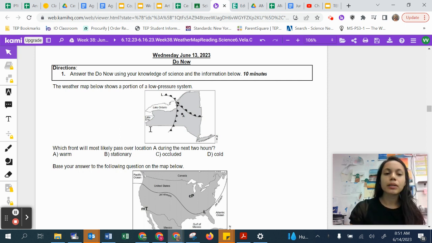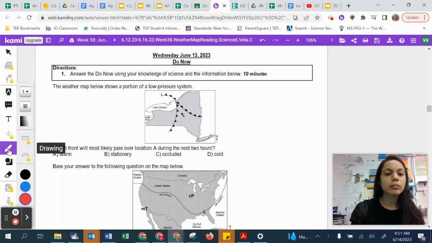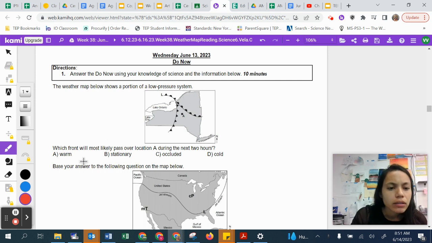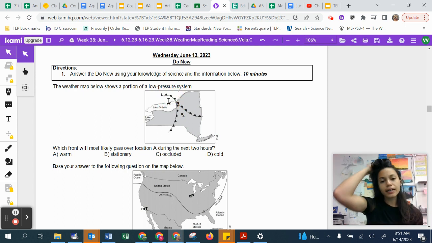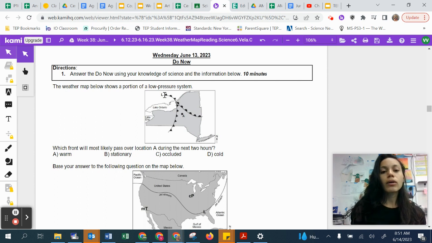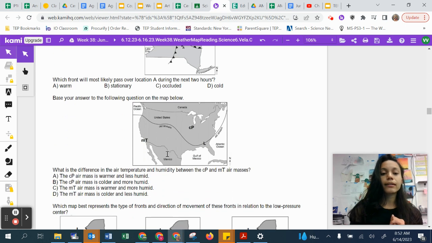For the weather map, which shows a portion of a low pressure system, which front would pass over location A? As we can see here at the top, there's something going on. That's an occluded front because it's a combination between a warm and a cold front. It looks like it's combining, so the cold front would meet the warm front. Understandably, a lot of you put cold, but it is actually occluded. This is a tricky one. It's going to come out on a test.